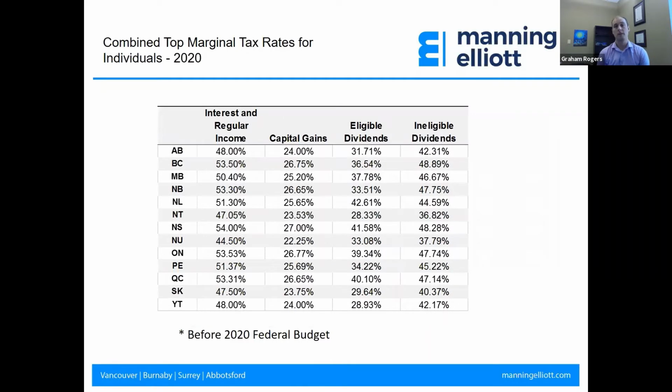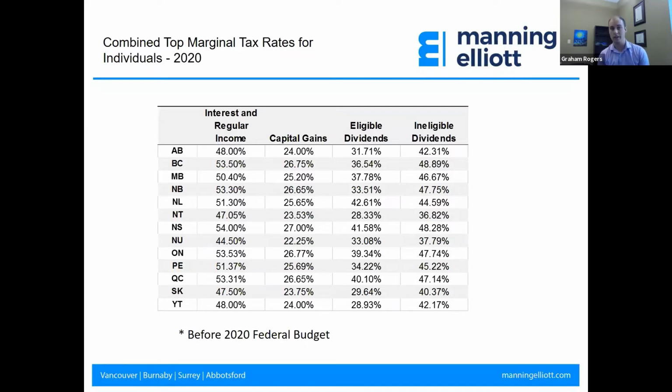So this slide shows the personal rates for income earned at the top marginal tax brackets. In BC, the top marginal bracket is any income that's earned over $220,000. So for regular employment income, any dollar earned in excess of $220,000 will be taxed at 53.5%. Capital gains, for example, gains on selling stocks, are only 50% taxable, so they are taxed effectively at 26.75%.